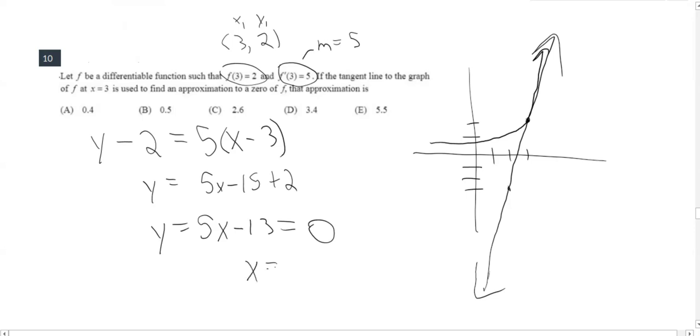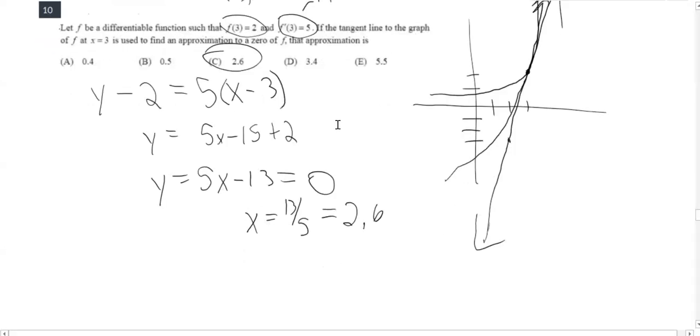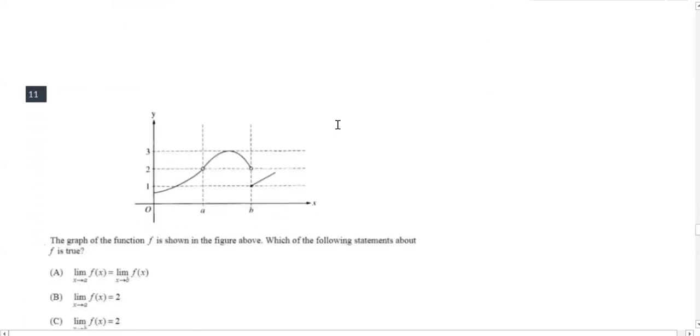So if I solve that for x, I get 13 over 5, which is 2.6. So we get choice C here. Okay, you didn't need the graph at all. I was just hoping that helps. Now notice the graph that I drew didn't even have an x-intercept, so that's probably a bad example. Maybe the graph goes like this or something. I don't know. We don't know. They haven't given us enough information.